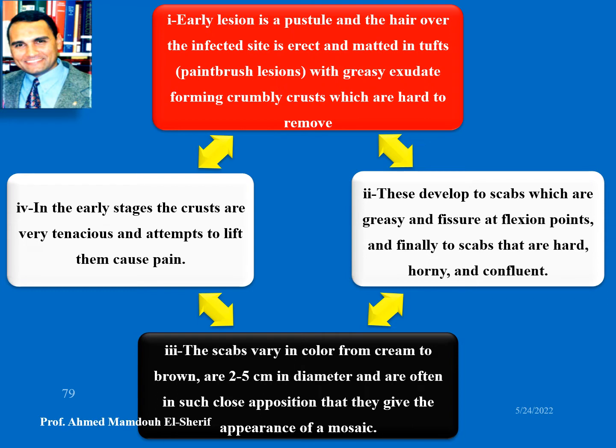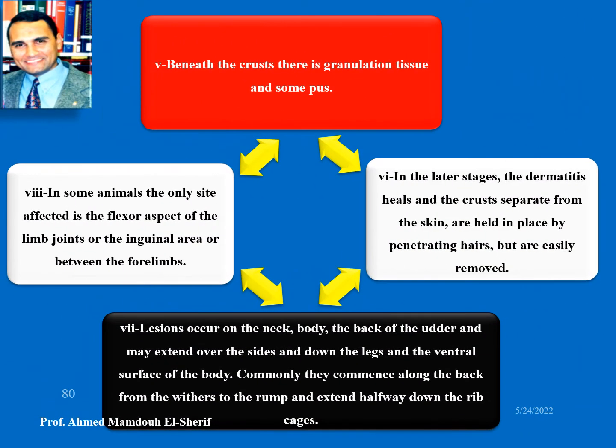In the early stage, the crusts are very tenacious, and attempts to lift them cause pain. Beneath the crusts, there is granulation tissue and some pus. In the later stages, the dermatitis heals and the crusts separate from the skin, held in place by penetrating hairs but easily removed. Lesions occur on the neck, body, and the back of the udder, and may extend over the sides and down the legs and the ventral surface of the body.